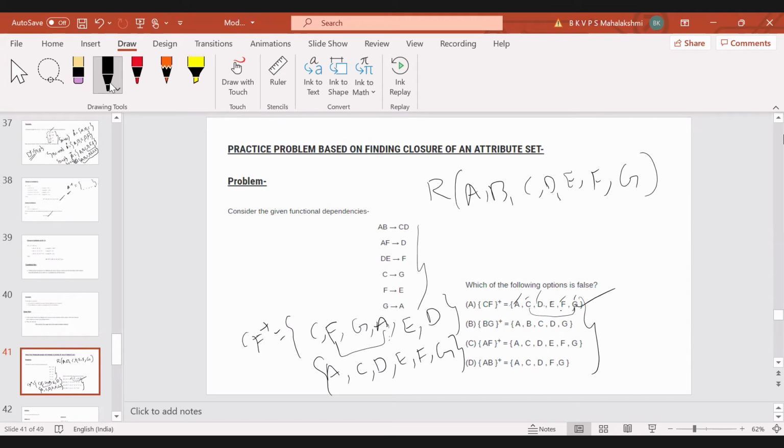So like that we have to find out, and we have to say which option is false. Here in this question, they have taken the combinations of AB, AF.